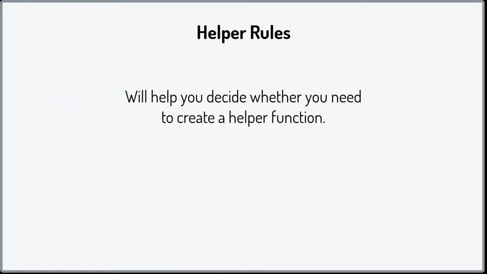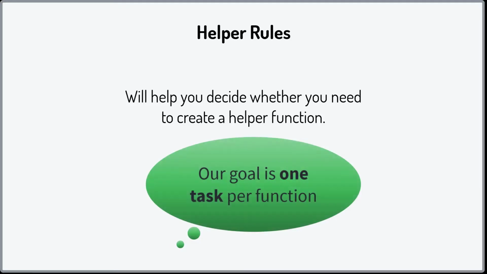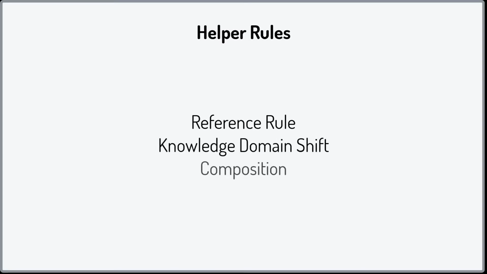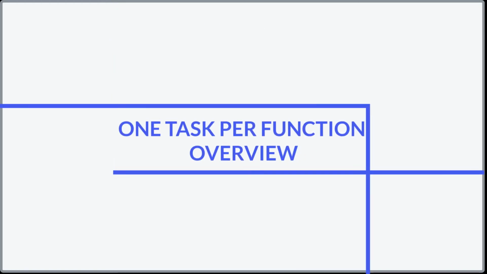We will introduce rules to help you decide whether you need to create a helper function. But remember that the overarching goal is one task per function, or that each function accomplishes exactly one task. The helper rules are meant to guide your thinking and help provide examples of cases in which we should break a function into two or more functions. We will review the reference rule and learn about two new rules, knowledge domain shift and composition. However, if you're ever unsure about whether a rule applies or which rule might apply, take a step back and consider the overarching one task per function rule. That is our goal.